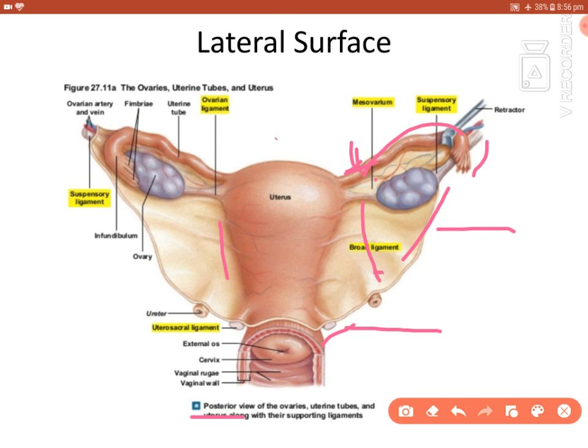So in the posterior layer of the broad ligament, you can see the ovary with the ovarian ligament and the suspensory ligament attached to the lateral pelvic wall.